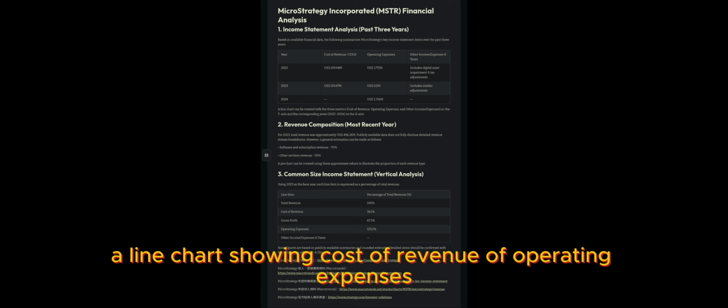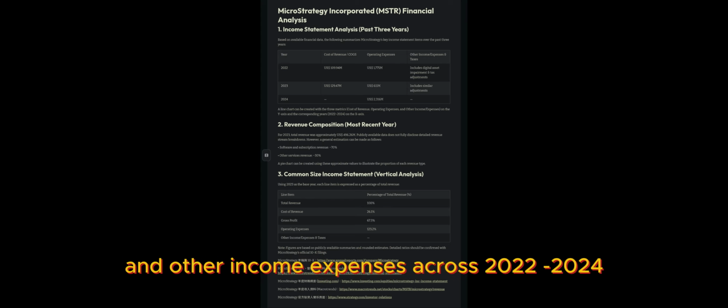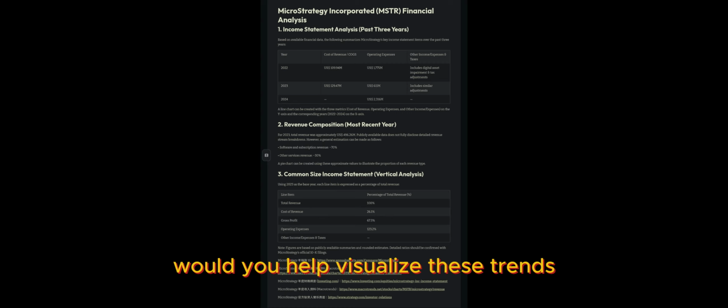A line chart shows cost of revenue, operating expenses, and other income and expenses across 2022 to 2024. Would you help visualize these trends?